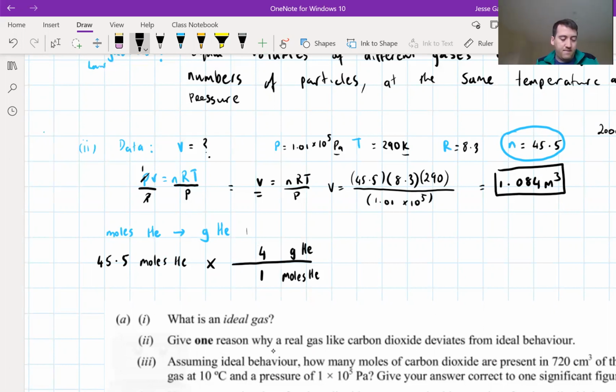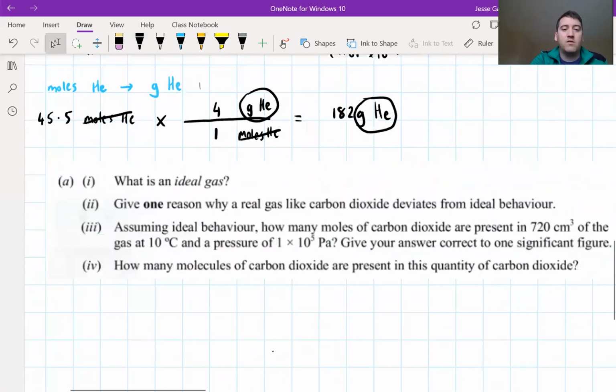45.5 times 4 equals 182 grams of helium. So moles of helium cancel with moles of helium, left me with grams of helium, which is what I wanted in my answer. That's why the unit over here is grams of helium. That's the correct answer, 182. Well done. Okay, if you got that right by yourself, that's brilliant. Well done. All right. Next question.